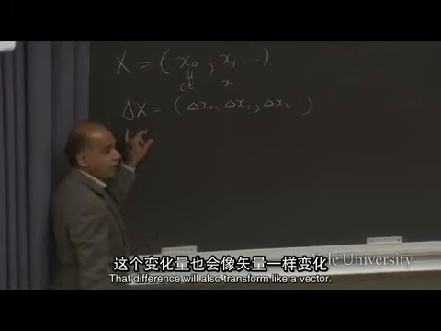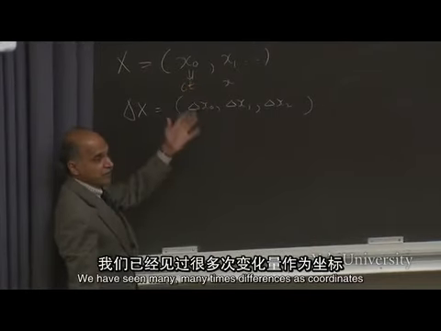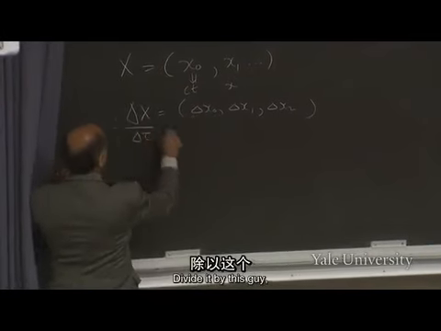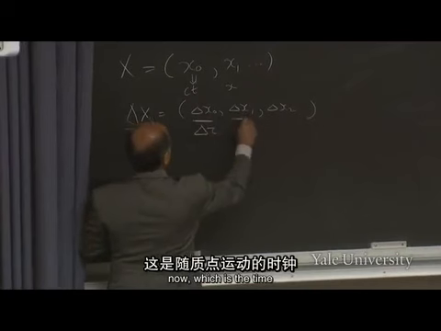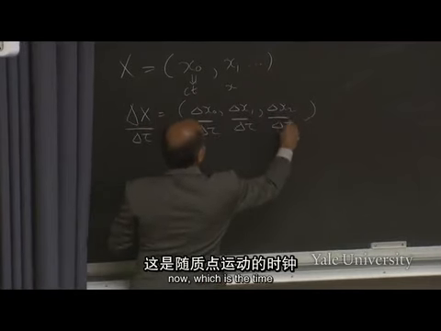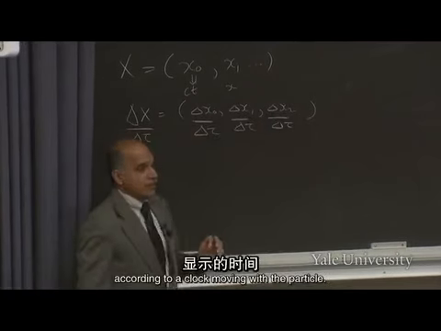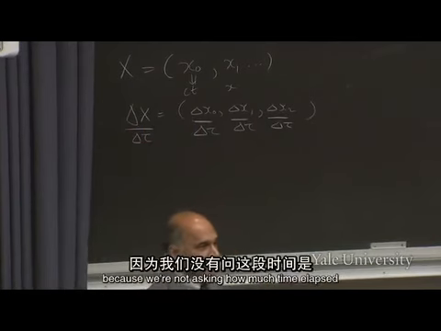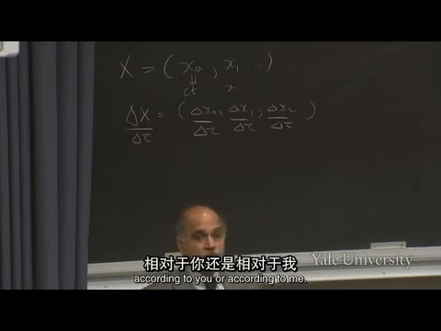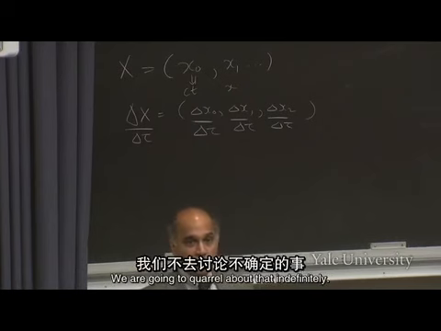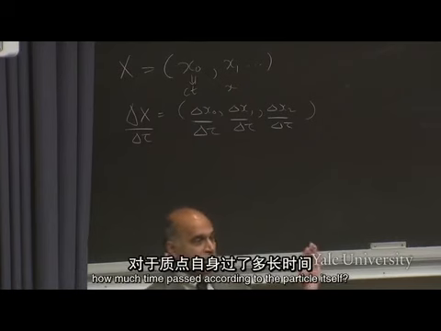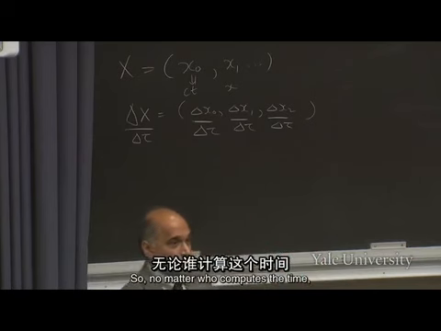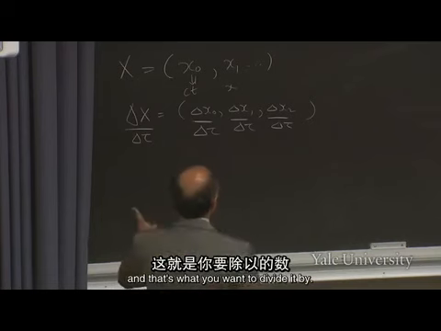That difference will also transform like a vector. We have seen many, many times that differences in coordinates transform like a vector. Divided by this guy now, which is the time according to a clock moving with the particle. Everybody agrees on that, because we're not asking how much time elapsed according to you or according to me. We are going to quarrel about that indefinitely. We are asking how much time passed according to the particle itself. Then no matter who computes the time, you will get the same answer, and that's what you want to divide it by.